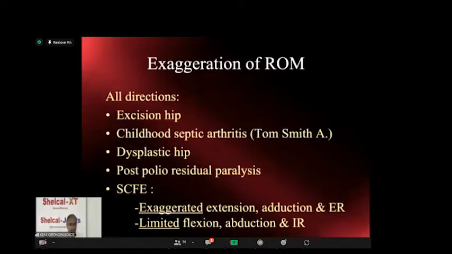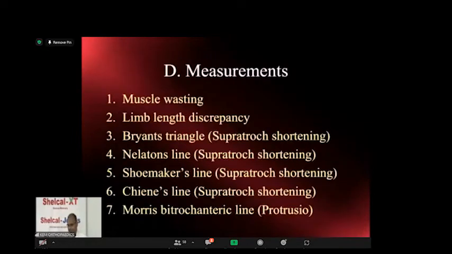Post-polio residual palsy where muscle weakness is there. And typically in slipped capital femoral epiphysis, it is exaggerated in certain directions and restricted in the other directions. So exaggerated in extension, adduction and external rotation, and restricted in flexion, abduction and internal rotation. So if you see that differential movement, somewhere exaggerated, somewhere restricted, there is a possibility of slipped capital femoral epiphysis if the age and other history also match.